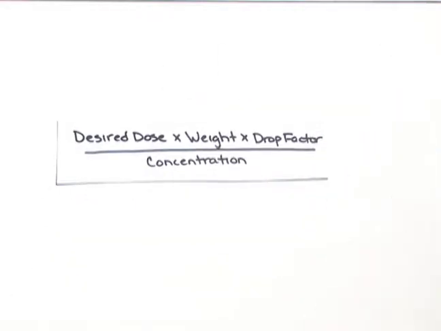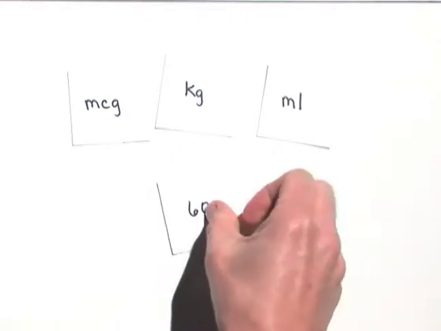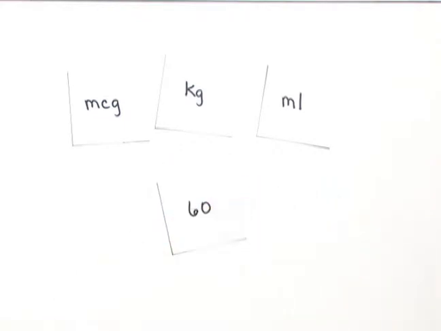The formula we are going to use is desired dose times weight times drop factor divided by concentration. Desired dose may be in either milligrams or micrograms. Weight needs to be in kilograms, and the concentration needs to be in milliliters. The drop factor will always be 60, since you should always use a microdrip to infuse dopamine.